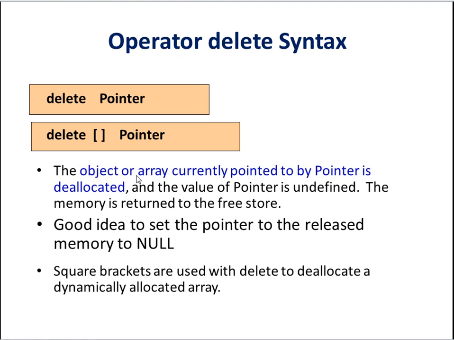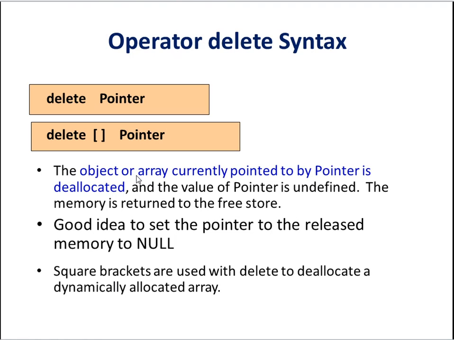The object or array currently pointed to by the pointer is deallocated. Whatever memory is currently pointed to by the pointer is freed or deallocated, and we can use it for other purposes. The value of the pointer is undefined. The memory is returned to the free store. It is a good idea to set the pointer to the released memory to null: we can assign the pointer equal to null. When we have deleted the pointed-to memory, we have to assign the pointer equal to null, otherwise it creates problems.